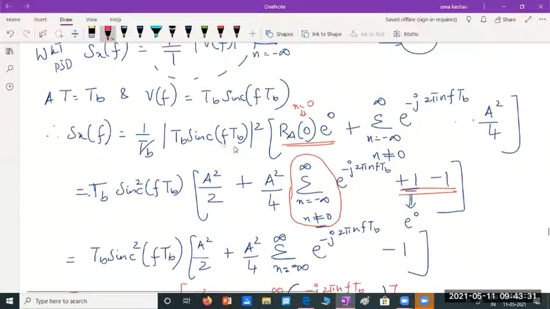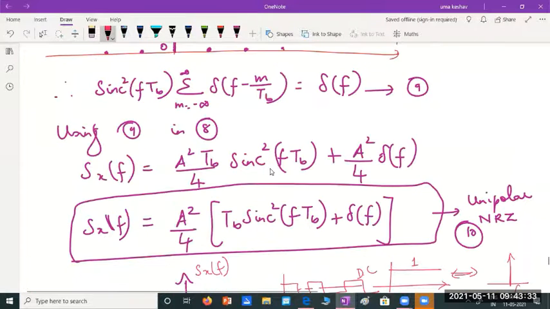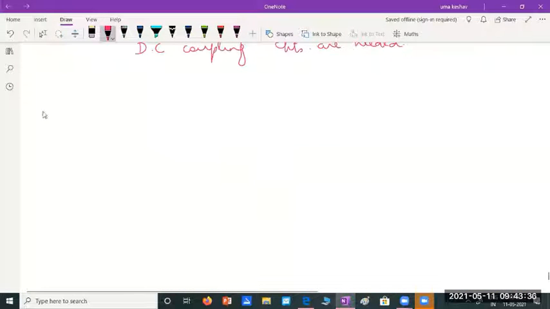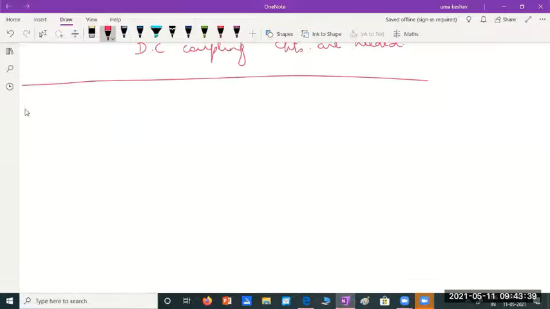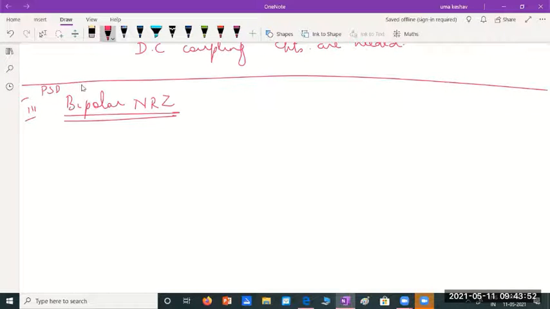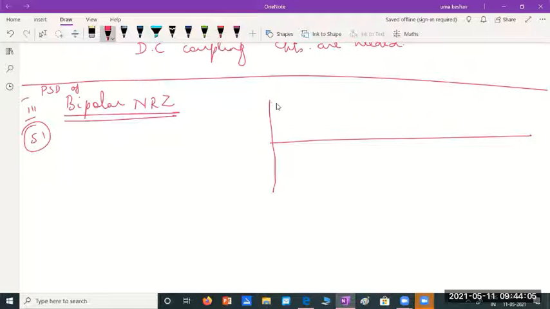Okay. So I hope you got the idea. We did 2 already, so the third one we should be able to do a little fast. Let's try to do bipolar NRZ, the power spectral density of the bipolar NRZ waveform. Can you draw the bipolar NRZ and write the equation? Step 1: draw the waveform and define the equation and amplitudes.